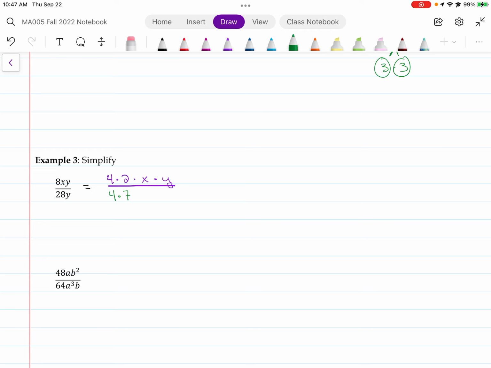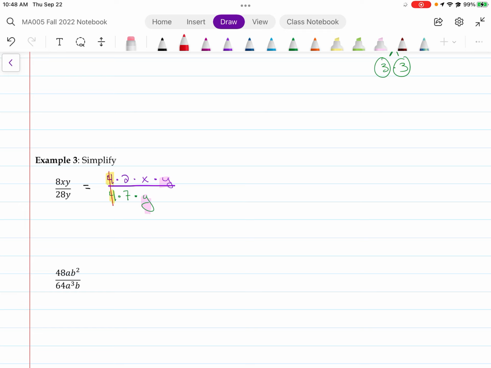All right, so now on the bottom, I have 4 times 7 times, all I have in terms of variables is y. So let's go look for the things we're going to be able to cancel. I've got a 4 on top and a 4 on the bottom, and I've got a y on top and a y on the bottom.